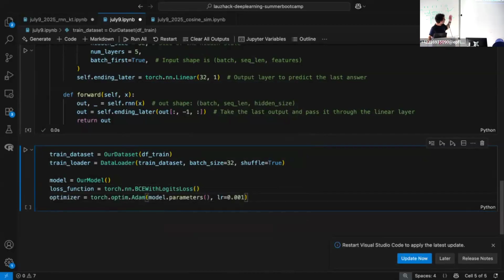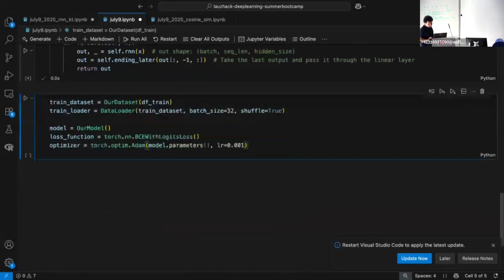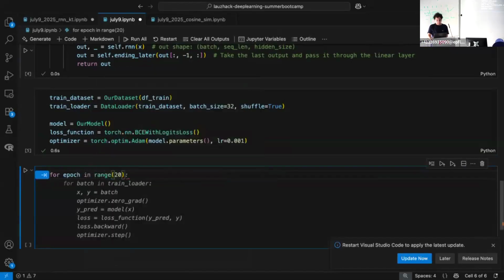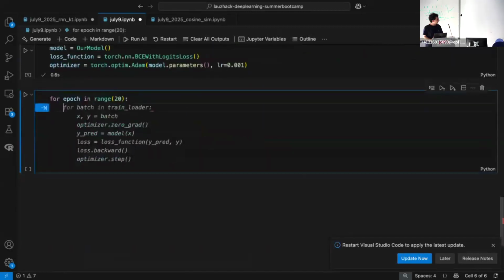I just accepted whatever learning rate it suggested to me. I think 0.001 is good. Should be fine. So let's run it. Good, perfect. So now we have our model, we have our loss function, we have our optimizer. Let's now run the training loop. I think 20 should be fine. Yeah. Let's run for 20 epochs. I remember from the last iteration of the bootcamp, we ran for 20 epochs and it was fine.